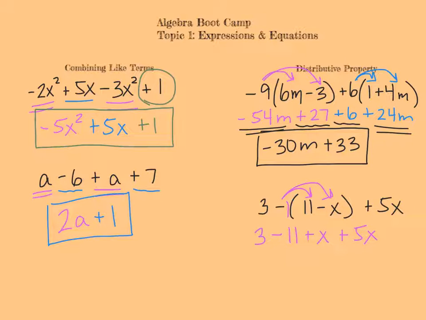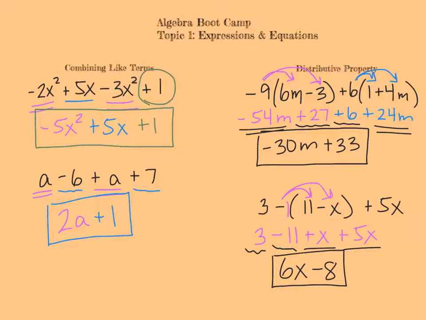From here, we can combine some like terms. So we have a positive 1x and a positive 5x. We'll write that first. Then we have a positive 3 and a negative 11, which combine to a negative 8. And that's really the basics of simplifying expressions. Combining like terms and the distributive property are the main two tools that we use in order to get expressions in their most simplified form.